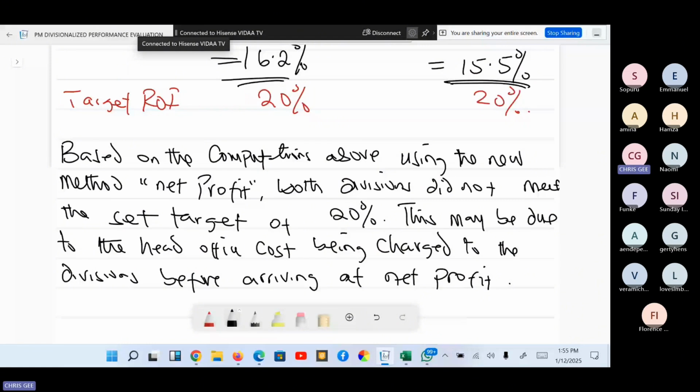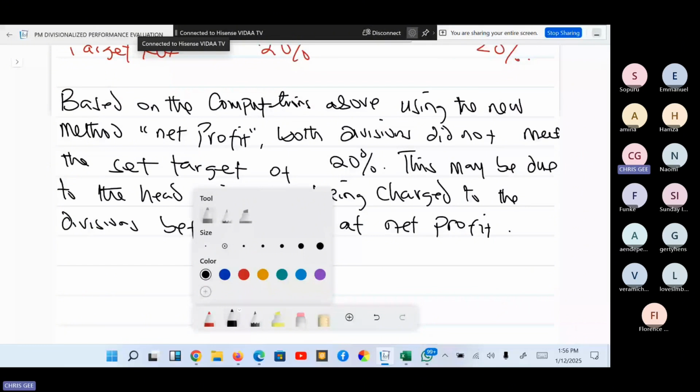Okay, so can we quickly do the residual income? Residual income. Remember, residual income.